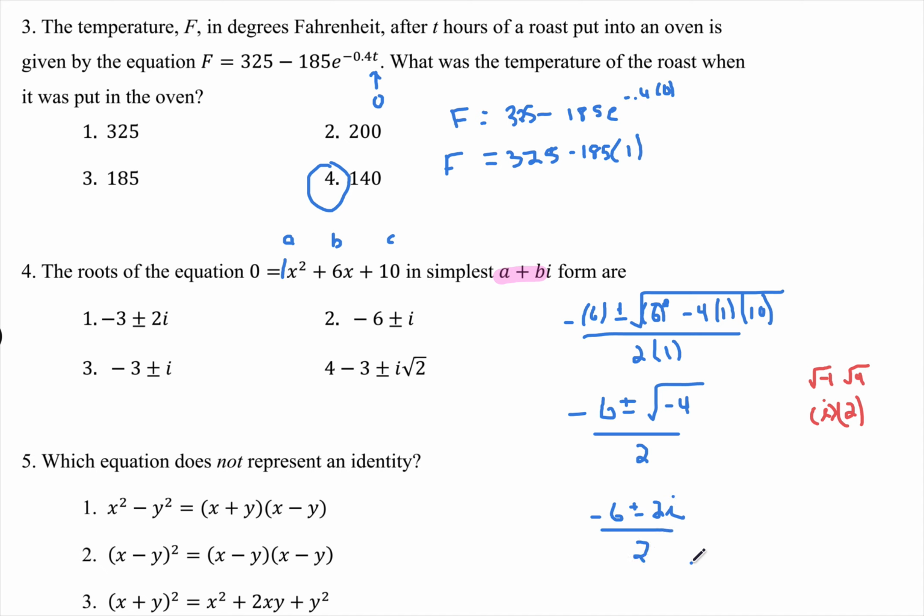all over 2. And then when I'm simplifying, I've got the 2 at the bottom, so I have to divide the negative 6 by 2, but also the 2i by 2. So when I do that, what am I left with? Negative 3 plus or minus i. Is that an answer choice? Yes, it is.